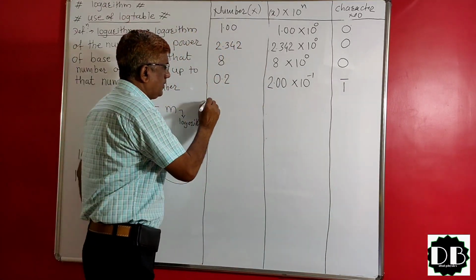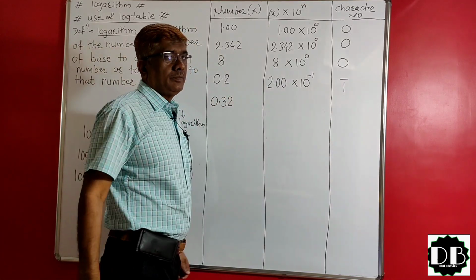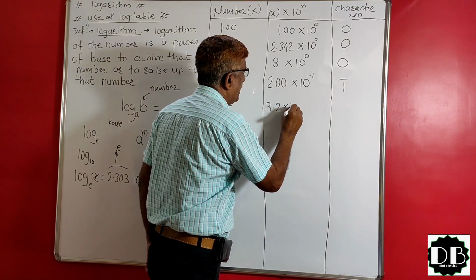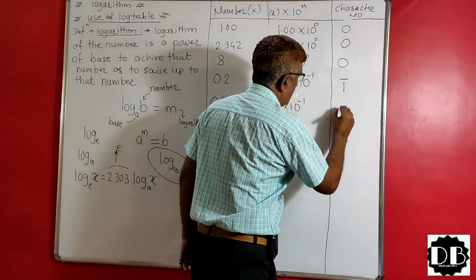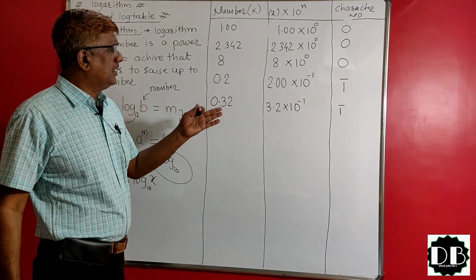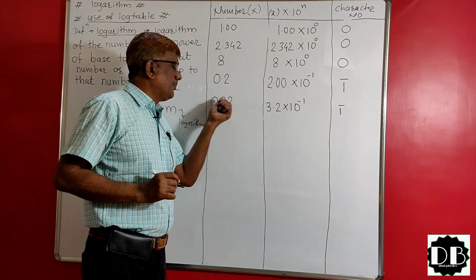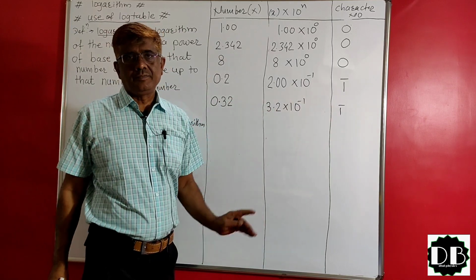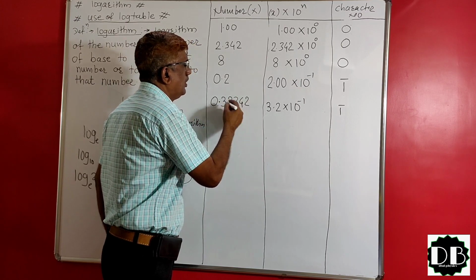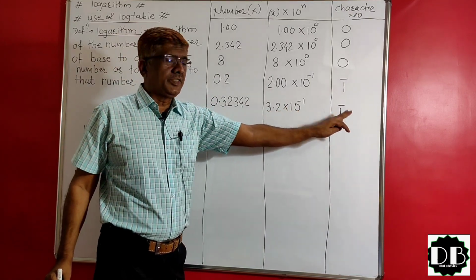Okay. Suppose that we have the number 0.32. We must convert it in this form, that is 3.2 into 10 raised to minus 1. Once again, the characteristic number is bar 1. That means if the numbers start immediately after the decimal point, the characteristic number is bar 1. It doesn't matter if this number is like this, 0.342, no difference will be there. The number remains as it is, the power of 10 remains as it is, bar 1 is there.